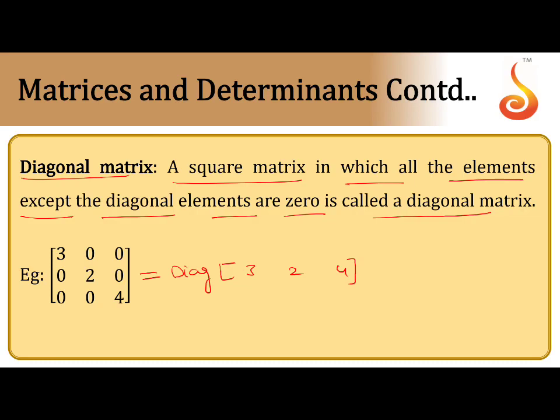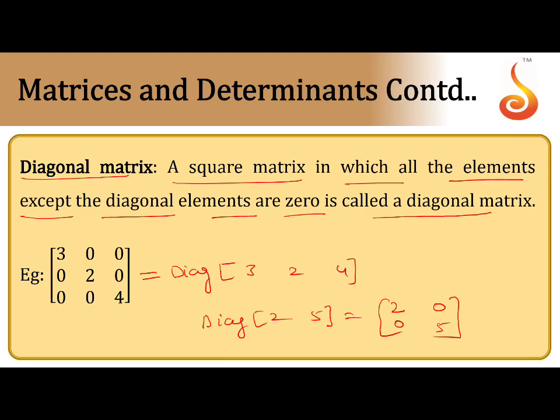That means this is a 3 by 3 diagonal matrix. These are the elements of the diagonal and the other elements are 0. I hope that is clear now. If I take one more example, diagonal of 2 comma 5 means this is a 2 by 2 diagonal matrix, so you can write 2, 0, 0, 5.